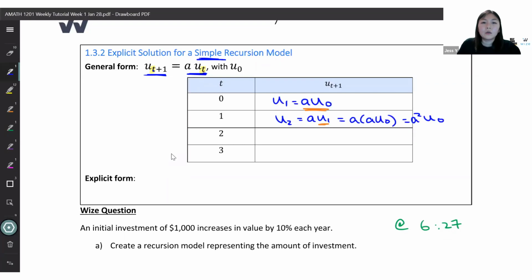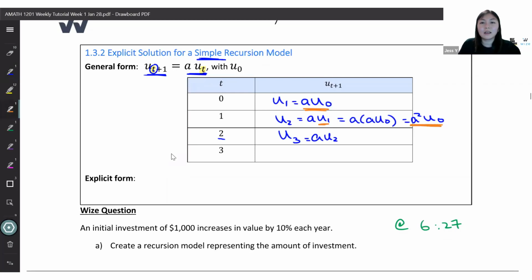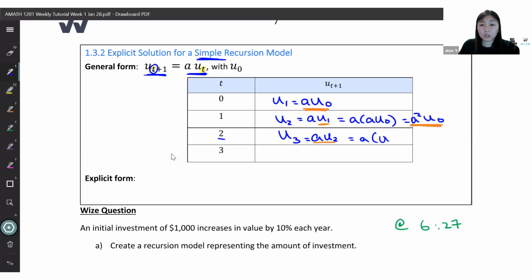When t equals 2, we do the same thing. Plug in t equals 2, so 2 plus 1 is 3, equals a times u of 2. Well, wait a second, u of 2 is a squared u of 0. So this is a times a squared u of 0, which is a to the power of 3 u of 0.